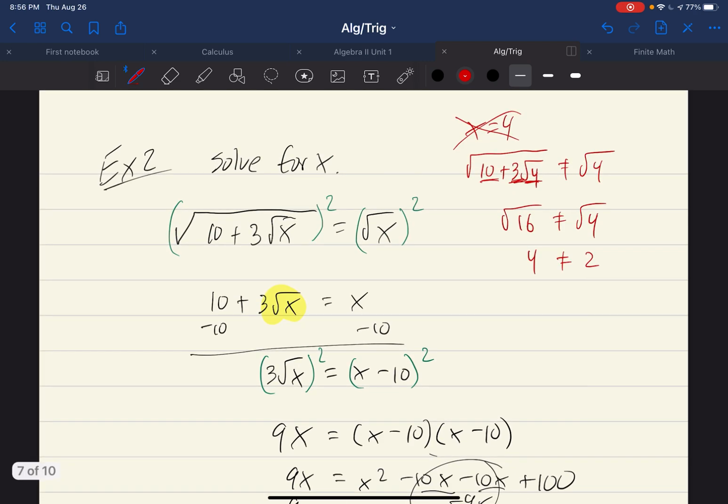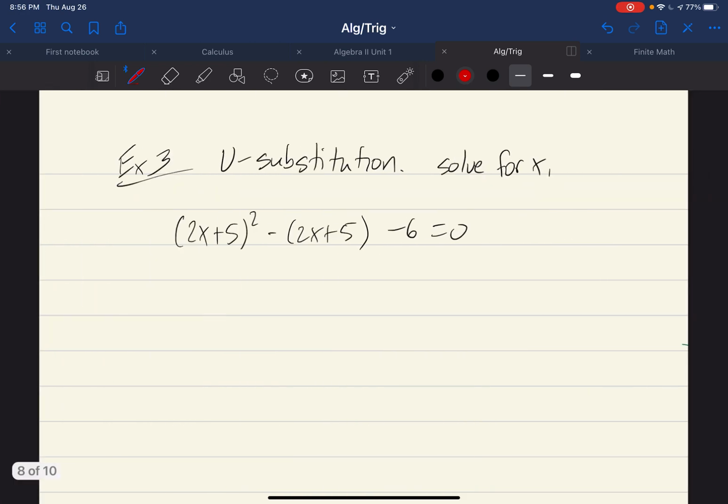Okay, next example is a U substitution problem. So we have the quantity 2x plus 5 squared, and then we have minus the quantity 2x plus 5. So notice those are both 2x plus 5s. So what we're going to do is we're going to say that u is equal to 2x plus 5. So we can make this look a lot simpler by putting in a u instead of the 2x plus 5. U is a standard variable to substitute in for some reason. That's been kind of the standard here.